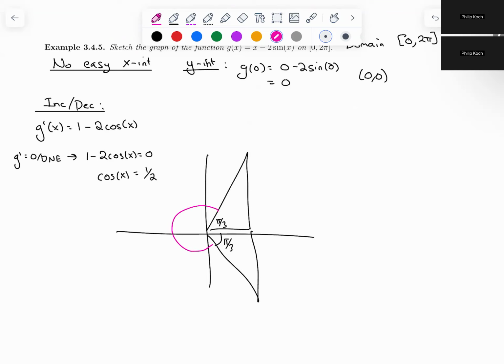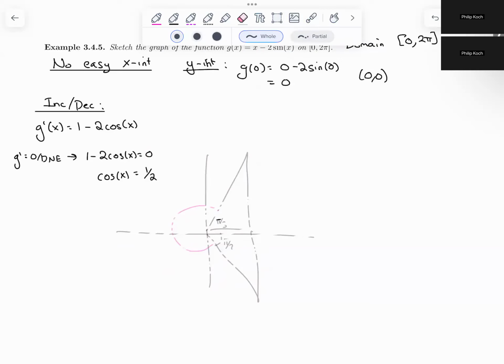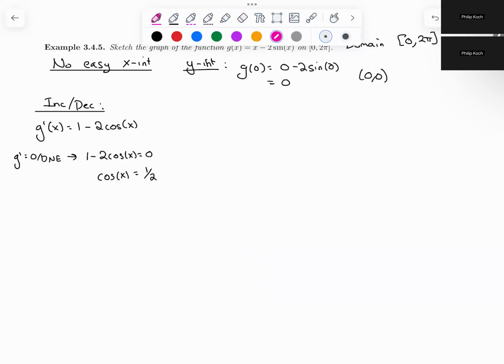5 pi over 3. You can do it in a myriad of ways. One way would be to count it up: pi over 3, 2 pi over 3, 3 pi over 3, 4 pi over 3, 5 pi over 3. Or you could do 2 pi minus pi over 3 to get the 5 pi over 3. But those are the two values, pi over 3 and 5 pi over 3. X equals pi over 3 and 5 pi over 3.